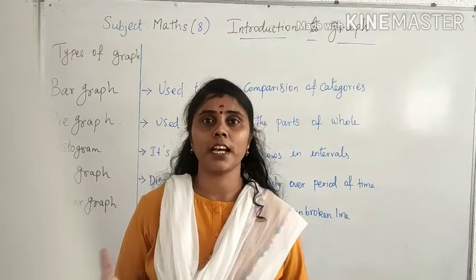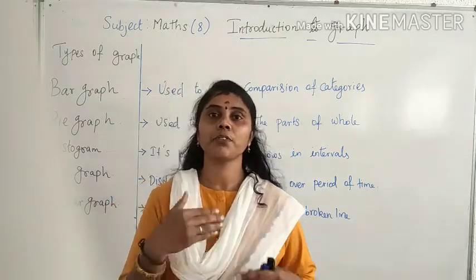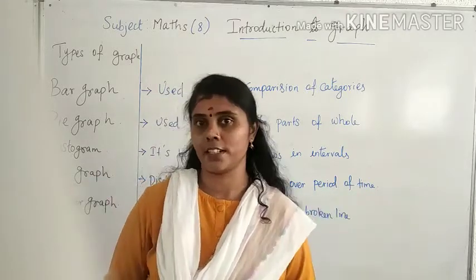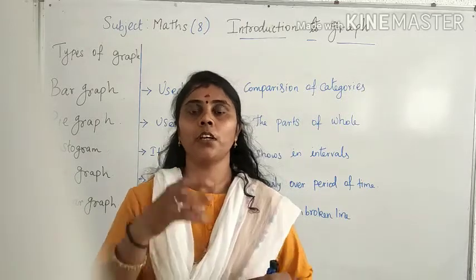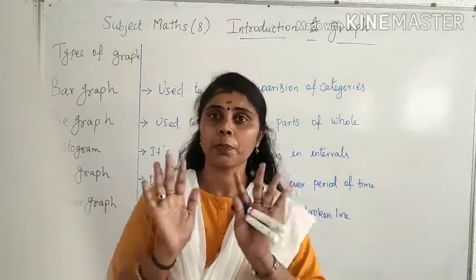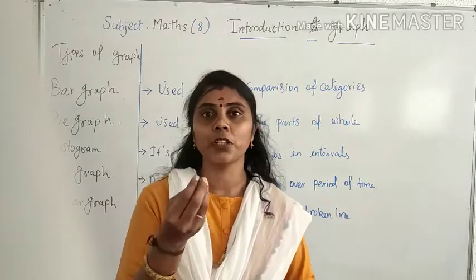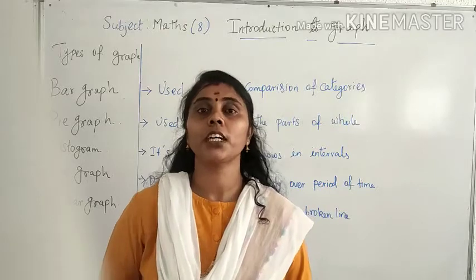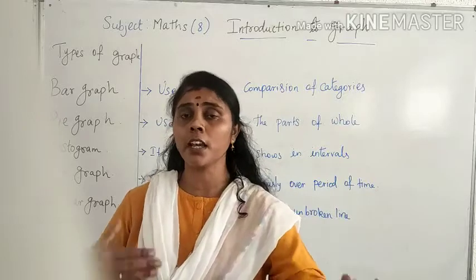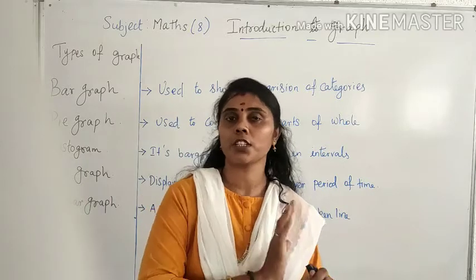Graph means the visual representation of data, right? Instead of explaining anything, if you show a picture, you can easily understand. Suppose I want to tell something, and I speak continuously, you will get bored. But if I show the picture, you can easily understand what I am trying to say. So the graph is the visual representation of data. Suppose the information is with us, how can we show it very clearly so you can understand easily from the picture? That we show in the graph.